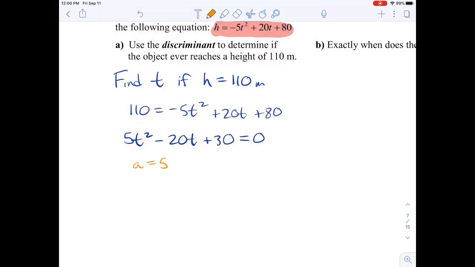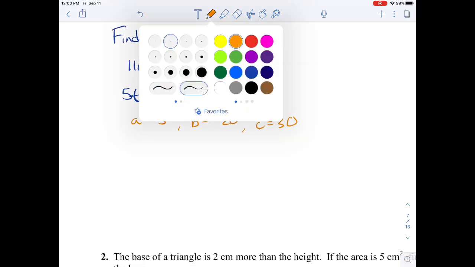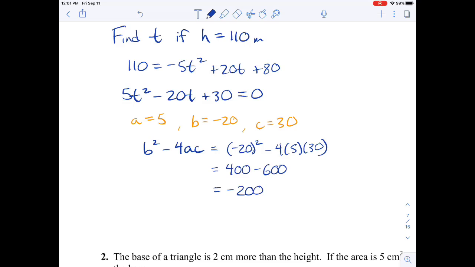To put that into the quadratic formula, we would need to recognize that our a value is 5, our b value is negative 20, and our c value is 30. But we actually don't need to use the full quadratic formula here at all. We just need to use our discriminant and see what it tells us. Our discriminant, remember, is b squared minus 4ac. So that's equal to negative 20 squared minus 4 times 5 times 30. In other words, that's 400 minus 600, and we actually get negative 200.